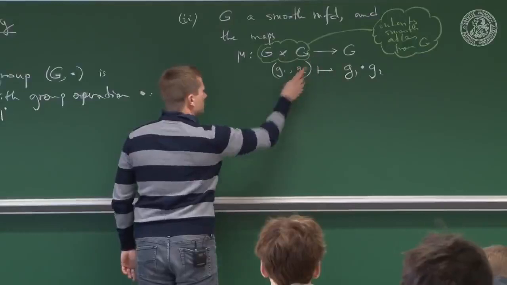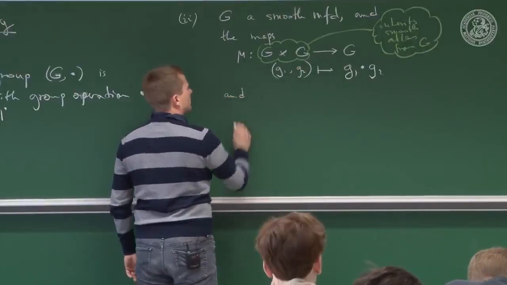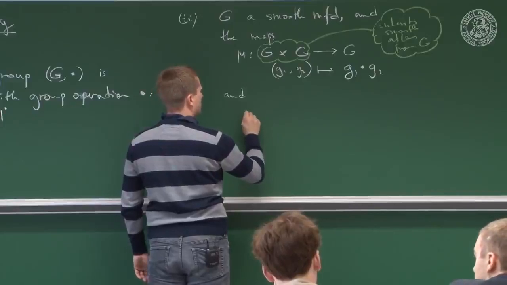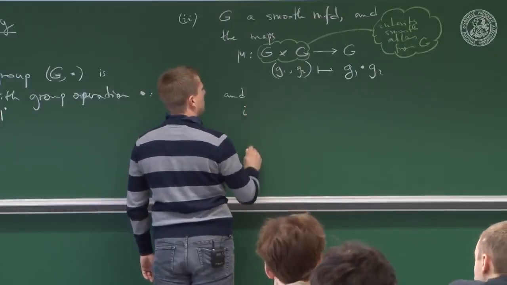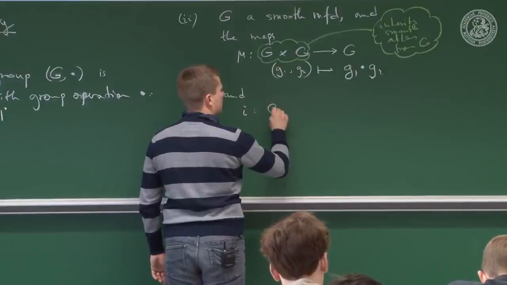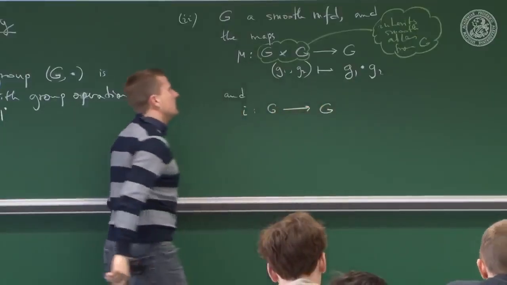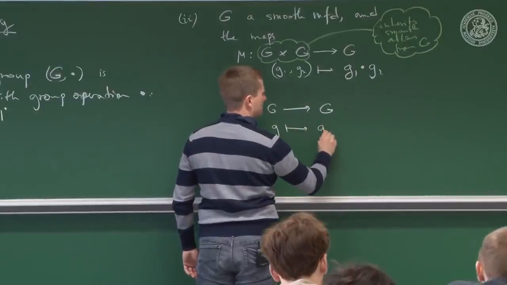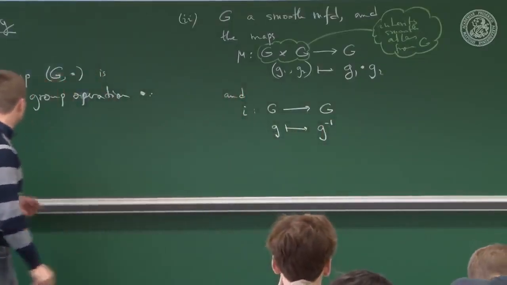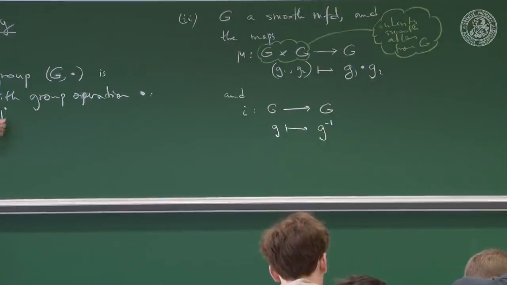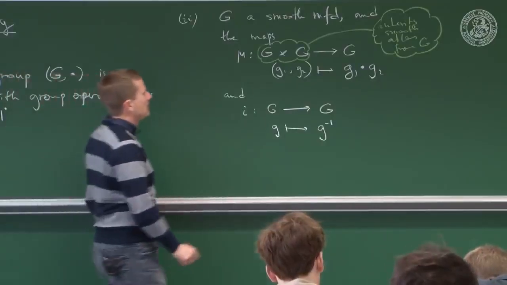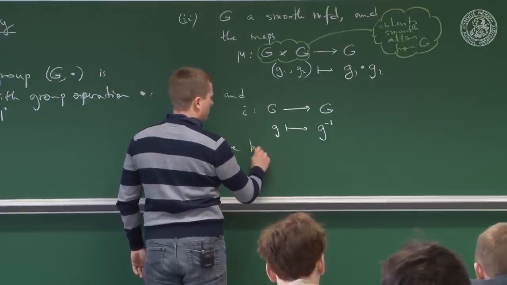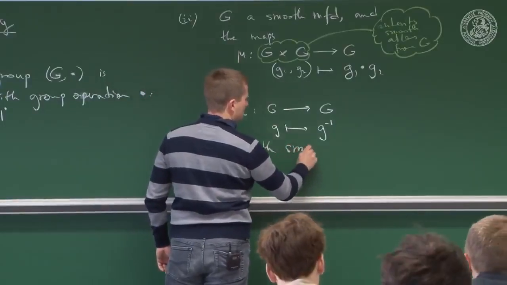And I give you another map I want to be smooth. Let's call it I, like inverse, that takes an element g of G to its inverse, g inverse, whose existence is guaranteed by this axiom. The maps mu and I are both smooth maps.